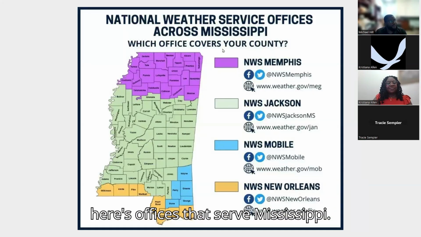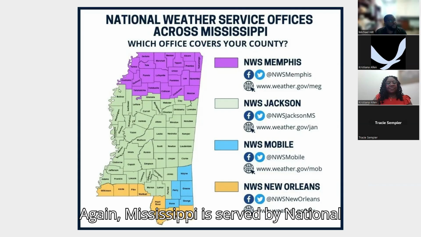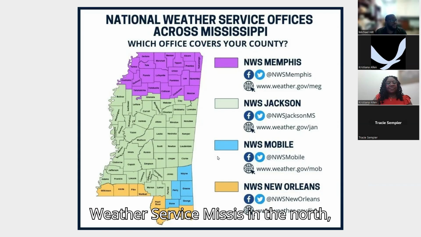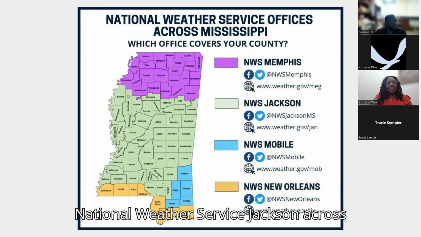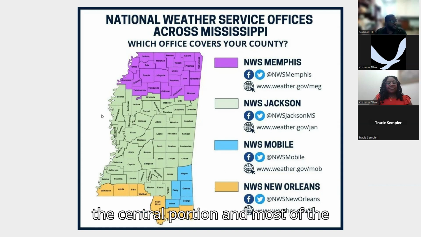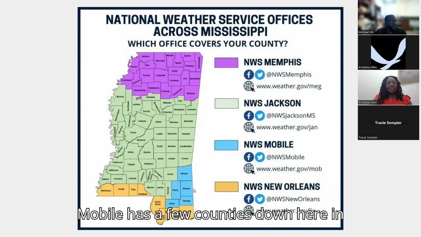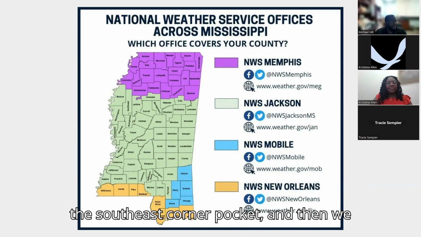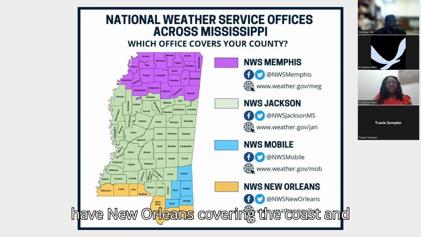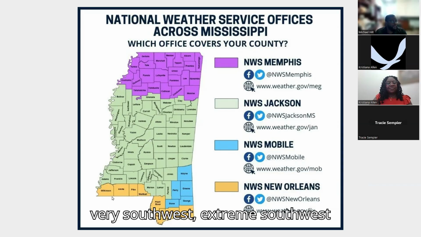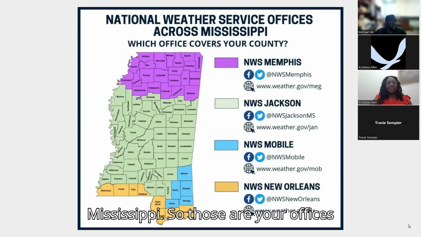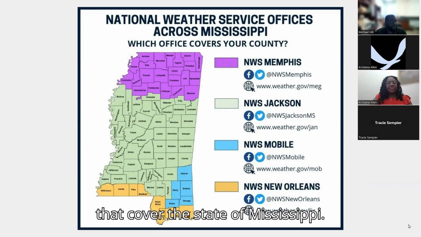So here are the offices that serve Mississippi. Mississippi is served by National Weather Service Memphis in the north, National Weather Service Jackson across the central portions and most of the southern portions of Mississippi. Mobile has a few counties down here in the southeast corner pocket, and then you have New Orleans covering the coast and the extreme southwest Mississippi. So these are the offices that cover the state of Mississippi.